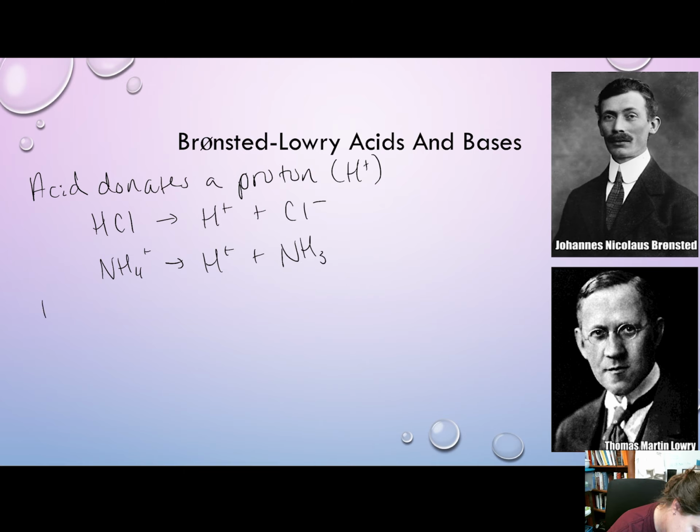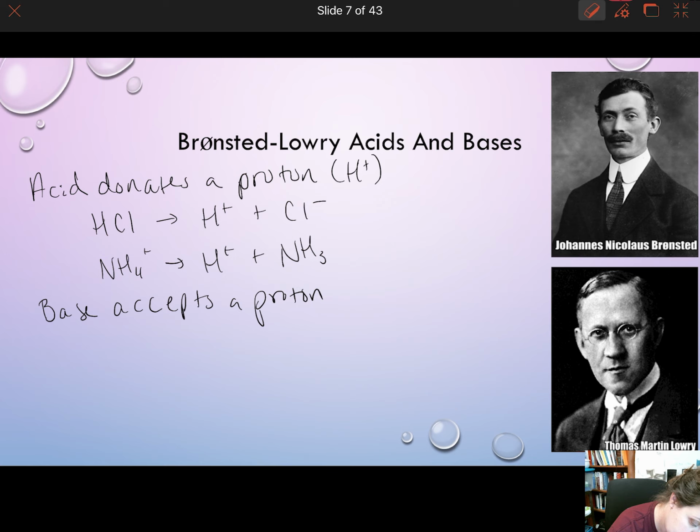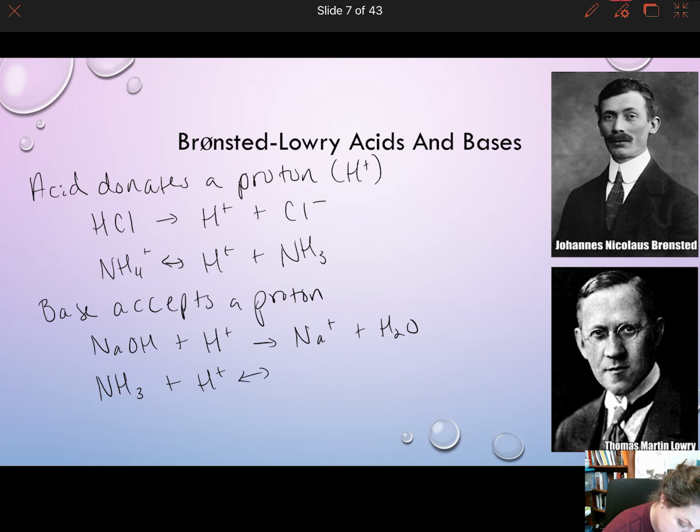With the base, it accepts a proton. So we can have something like sodium hydroxide. So it's H plus, so it's going to accept that proton, producing sodium ions and water. Or we can have something like NH3. Actually, this would be an equilibrium process. So in both these cases, we are accepting a proton, so we've considered a Bronsted-Lowry base.